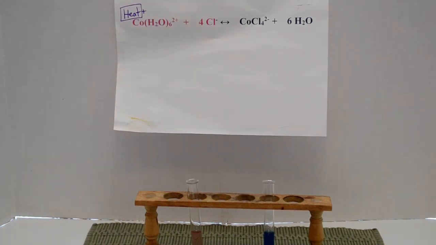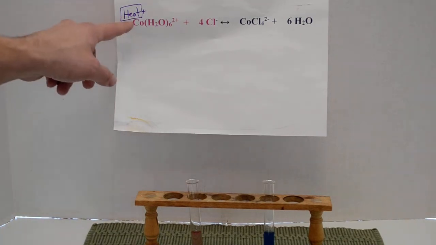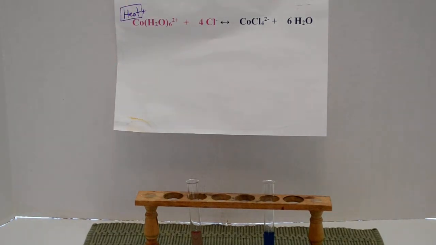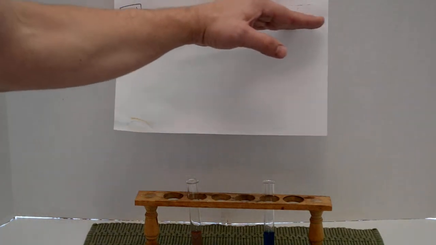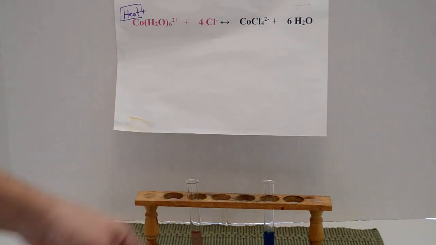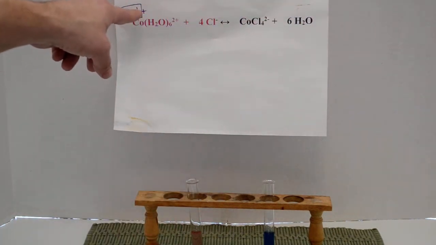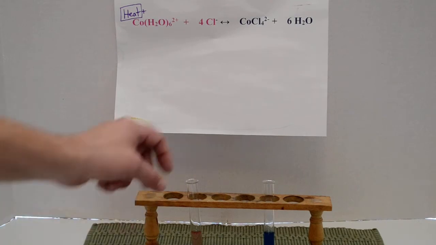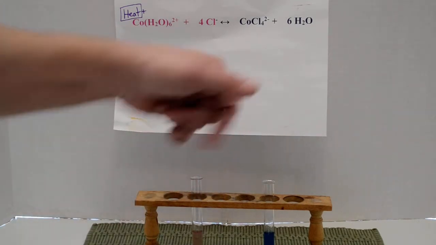Now, what else do you notice about this that I just added? Because I wanted to get it in the chemical equation. I wrote that word heat on the left side of this reaction to indicate that this is an endothermic reaction. So that forward reaction would be using heat, and I guess that means that the reverse reaction would be producing heat.